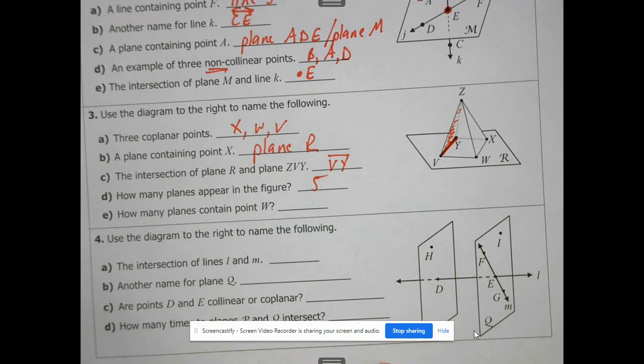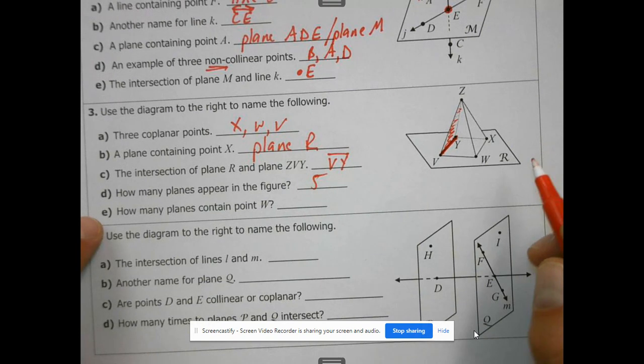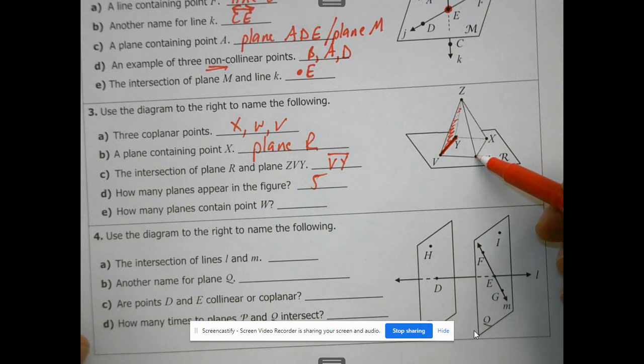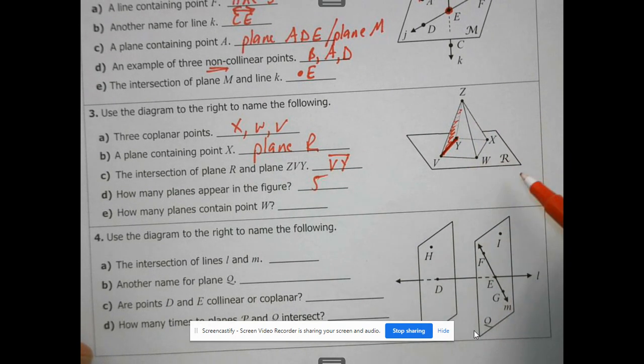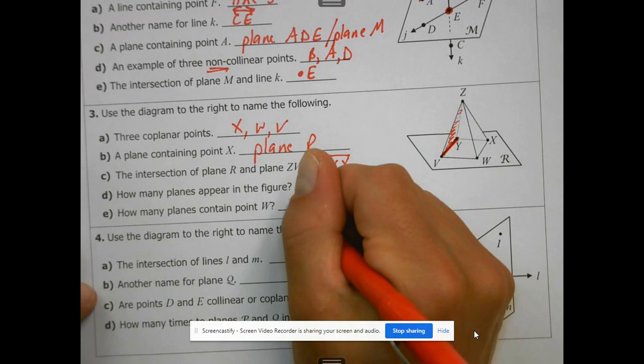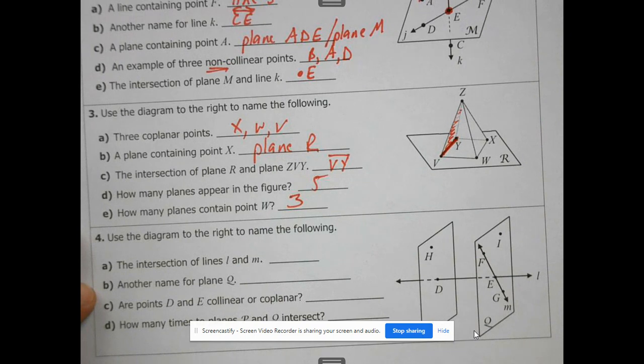Letter E, how many planes contain point W? Okay, well, here's W. W is on the bottom plane. W is on the side plane right here. And W is also on the front plane looking at you right here. So W is on the bottom, the right side, and the front side. So a total of 3 planes.